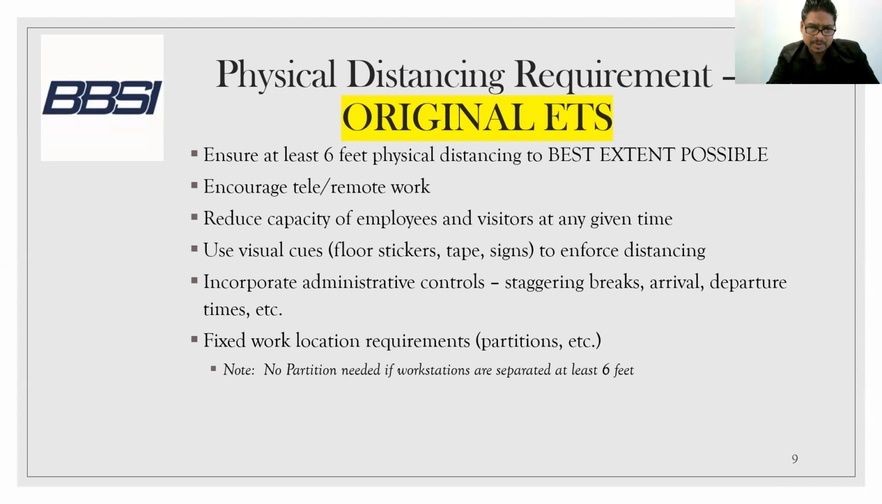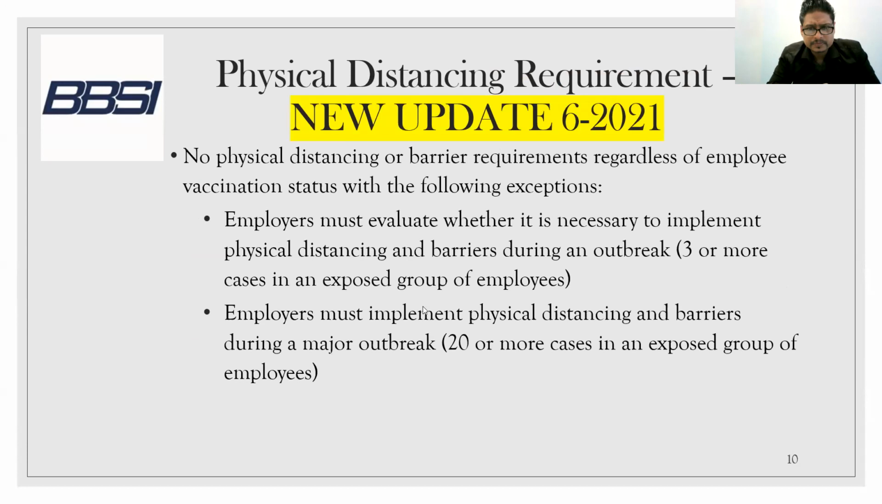Under the new ETS, next slide, please. Okay, there's no physical distancing required, okay? And it's up to you to evaluate whether it's necessary to implement physical distancing if you have 3 or more cases, which constitutes an outbreak. If you have 20 or more cases, okay, you actually must implement physical distancing and barriers. So again, at 3 or more, you should consider whether or not you might want to incorporate physical distancing requirements, including partitions, or if you have 20 or more, you do have to go ahead and put in the physical distancing requirements.